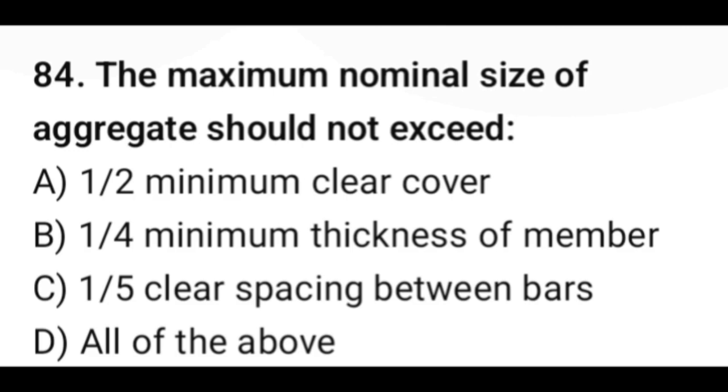Option A 1 by 2 minimum clear cover, 1 by 4 minimum thickness of member, 1 by 5 clear spacing between bars. Option D all of the above. So the right answer is option number D, all of the above.